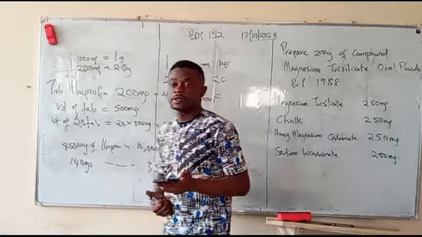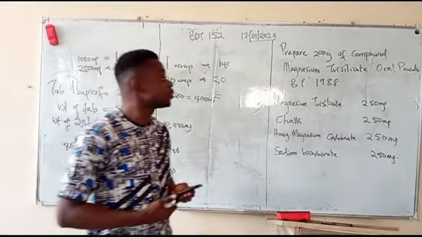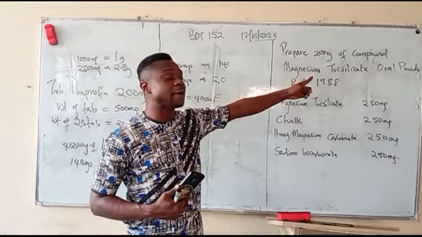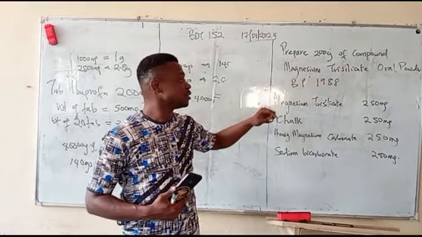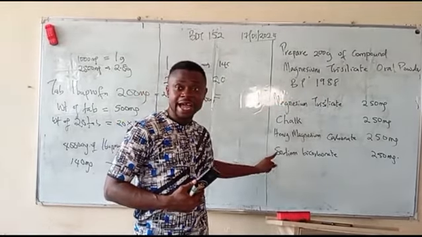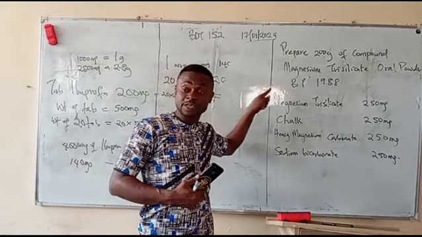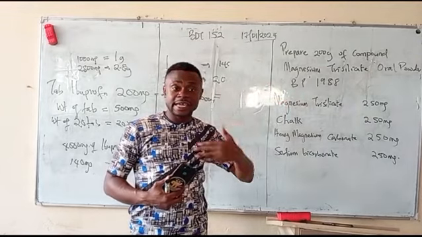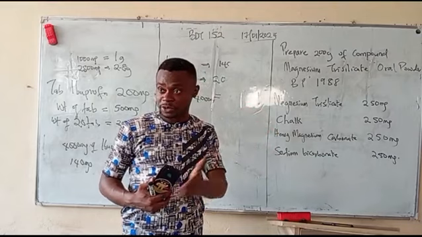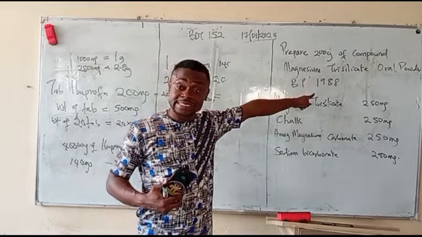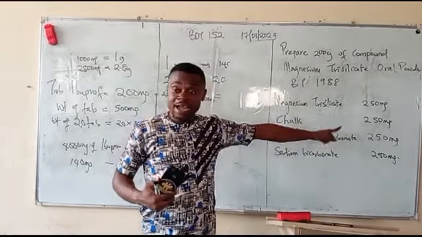Now, look at the question. Question says, prepare 200 grams of compound magnesium trisilicate oral powder BP 1988. This is the formula as stated in the 1988 BP. You know that these pharmacopoeias come out at different periods. So this is the one published in 1988. So this is the formula for this.